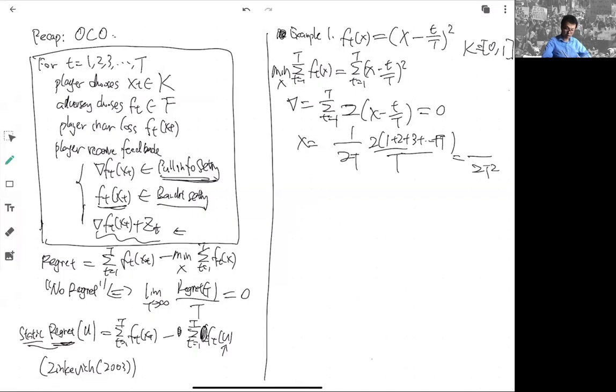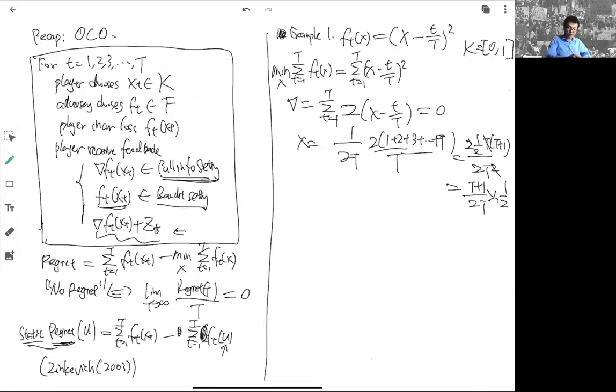And that is 2t squared, 2 times 1 over 2 t plus 1. These two got canceled out, these two got canceled out, and then we get 2t plus 1. So it's roughly half, right? So choosing nearly half everywhere would be the optimal solution in hindsight.